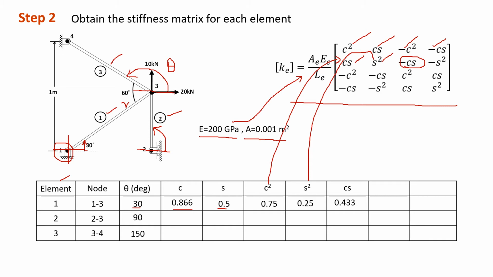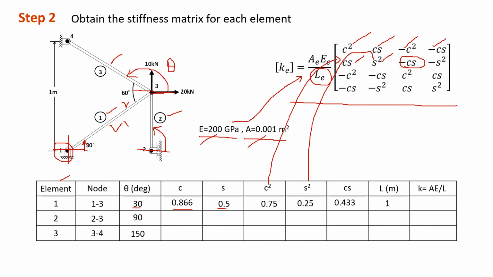Next value that we have to define: as we have the E and the A, the next value is the length, the L here. So for example, element 1, if you determine the length here, the length 1, by knowing this length is 0.5, and here you have the angle, then we can obtain this length L1 by using trigonometry with the sine equation. So we can obtain L for element 1 as 1 meter.